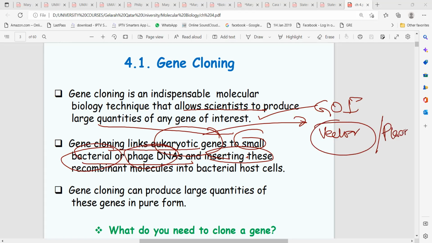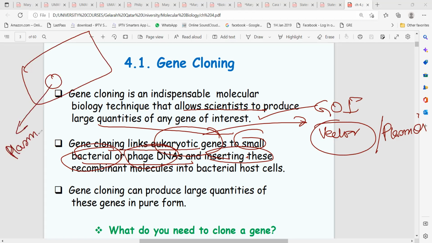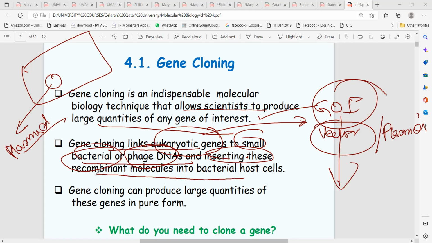Plasmids are circular DNAs. You remember bacteria have circular DNA, which we call plasmid. So those plasmids can be used for transferring a gene of interest from a eukaryote to other organisms, and inserting these recombinant molecules into bacterial host cells.